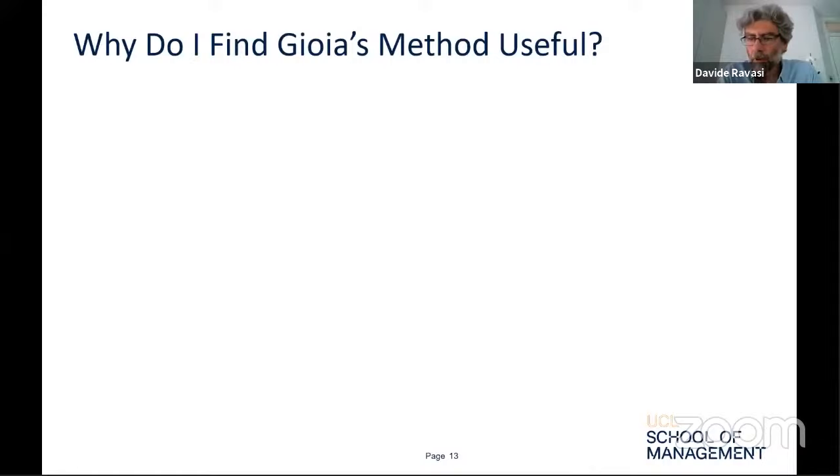But people more qualified than I am have discussed what grounded theory is and what grounded theory is not. There's a great piece by Roy Suddaby. Grounded theory has evolved. Even Glaser and Strauss at some point disagreed about what the right way of doing grounded theory is.